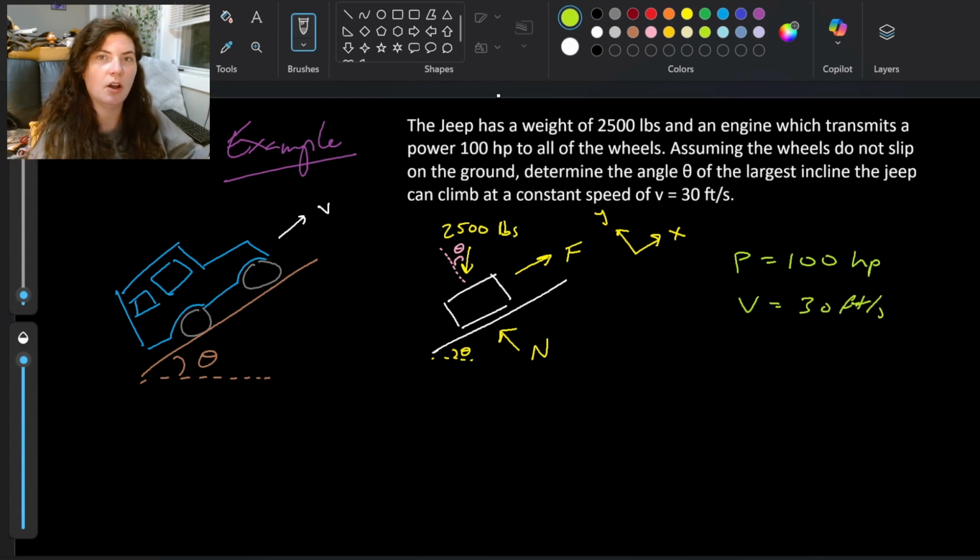When I look at all of this actually written out, it feels a lot more clear. If I want to find that angle, I can use this P equals FV relationship, and see where I can relate that angle into the F, because I'm given this P and this V. If I can relate that angle into that F force there, then I can find my angle theta.